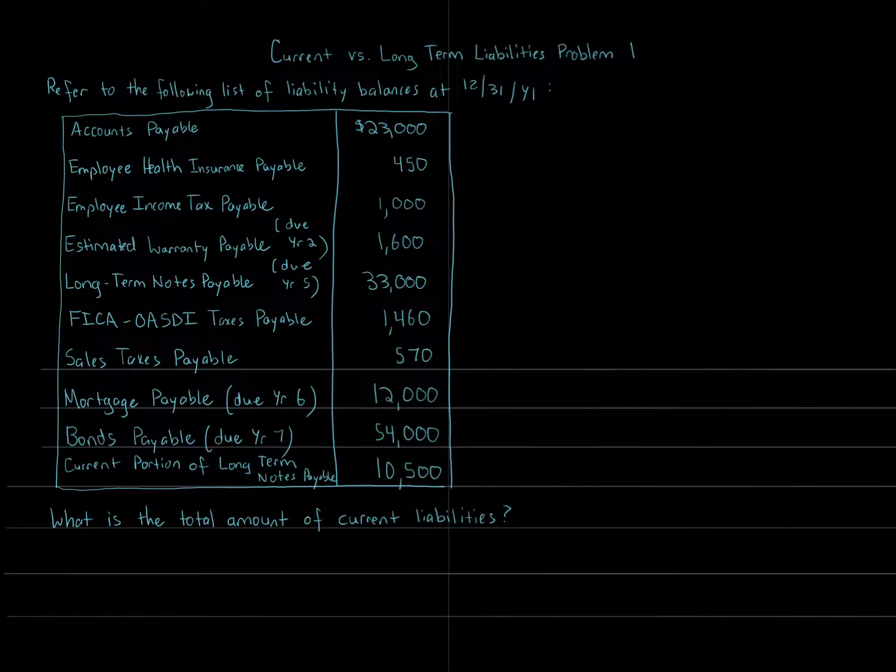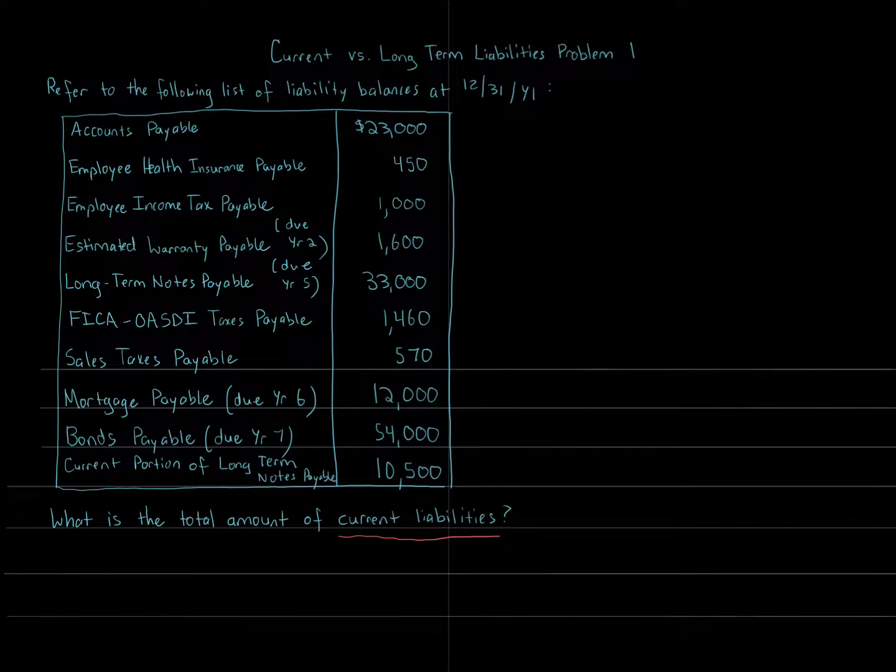This question has a lot going on, but really, current versus long-term liability problems are pretty straightforward. It's all about classification. Students love classification questions. You can just go through, learn them, and apply them as you go. The question's asking, what's the amount of current liabilities? For thoroughness, I'm also going to answer what the long-term total is, but the question's asking for current. So we're just going to go through and classify these items as current or long-term.